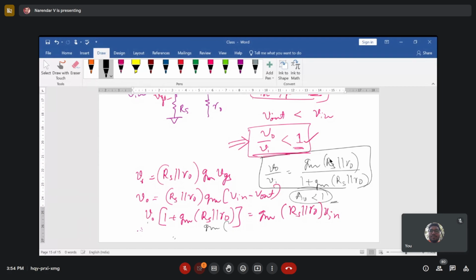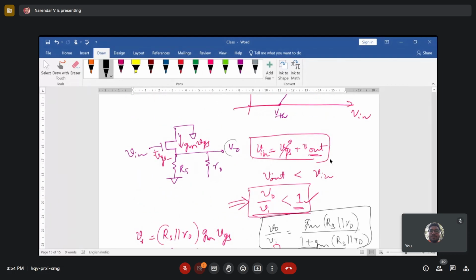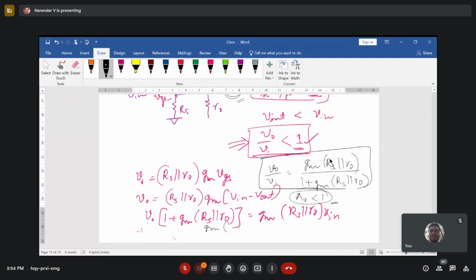And here the output voltage V naught is not getting a 180 degree phase shift. It is not going to get a 180 degree phase shift. You will get the same phase. So here we cannot write the minus sign, because if the input is something like this, then your output is also going to be something like this. In fact, these two are almost the same, because your gain is going to be a maximum of 1, right?